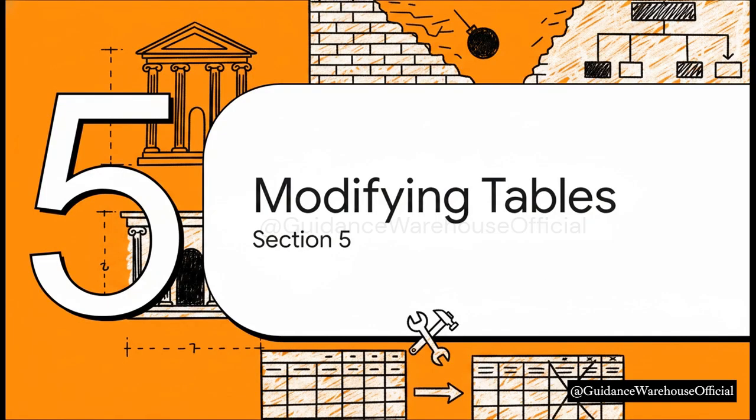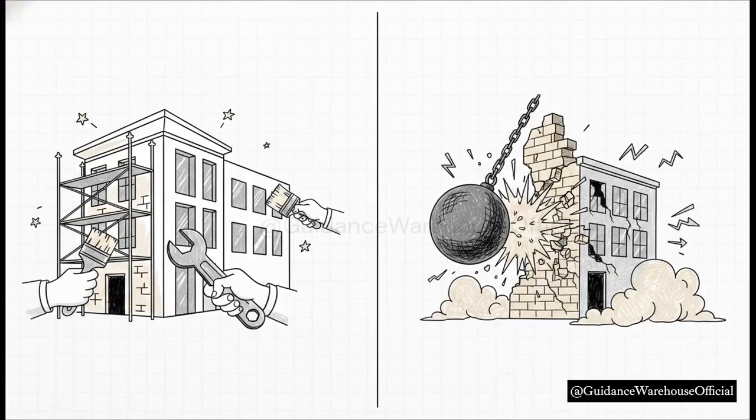Finally, Section 5, modifying and dropping tables. Because hey, even the best architects need to remodel sometimes. Let's look at how to change our structure after it's already built. The two commands you need to know here are alter table and drop table. Think of alter table as your renovation crew. It safely lets you add new columns, remove old ones, or add new constraints to an existing table.